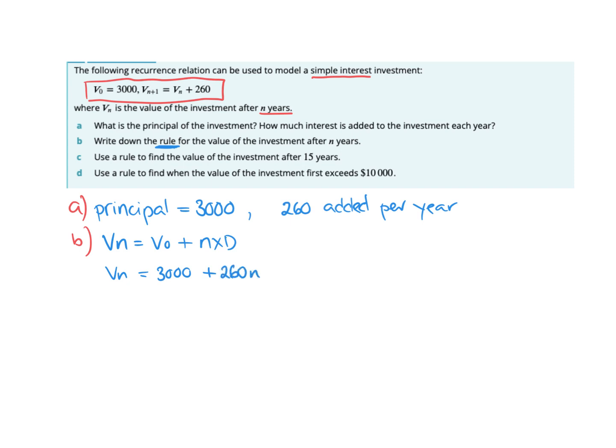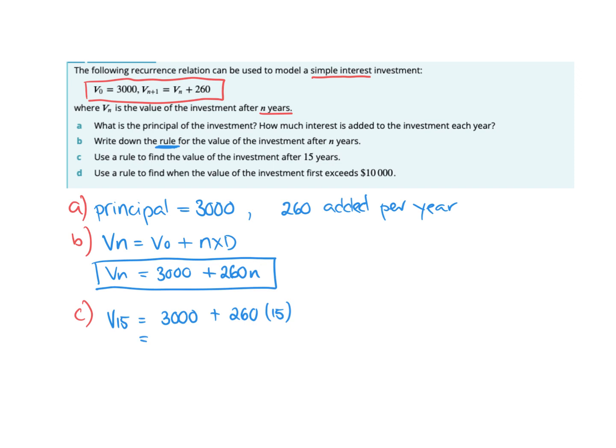Now see how I'm writing N after, because that was what I was talking about yesterday. We often like to write the letter after, don't we? You're not wrong if you don't do it, but that's how you'll see it, okay? So this is the rule for the value after any N years. And then it says use this rule to find the value of the investment after 15 years. So that means I want V15. So using that rule, where I see N, I'm going to put 15. Okay? And then I can find out what the value is.